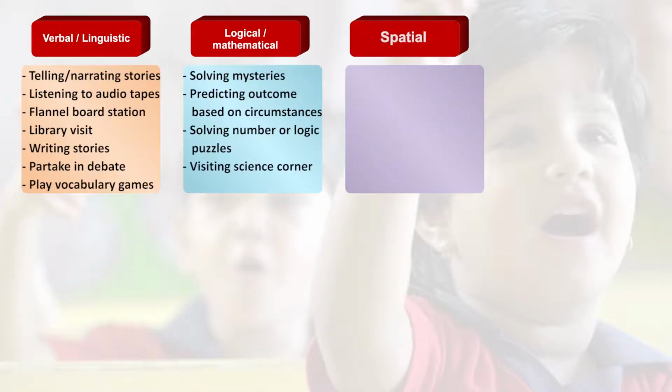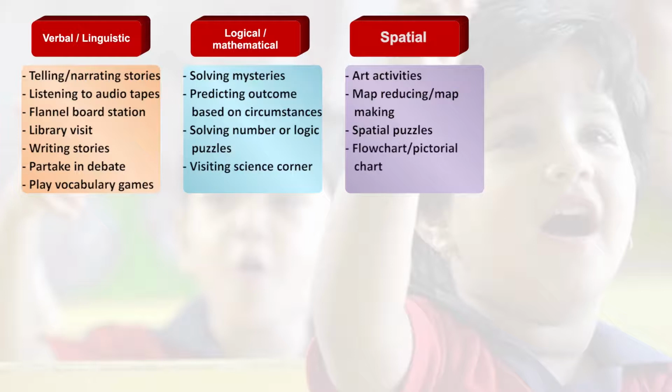A child with high spatial intelligence often thinks through pictures, as you know. So provide them more art activities, map making activities, give them opportunities for more spatial puzzles, and teach them by means of flowcharts or pictorial charts.